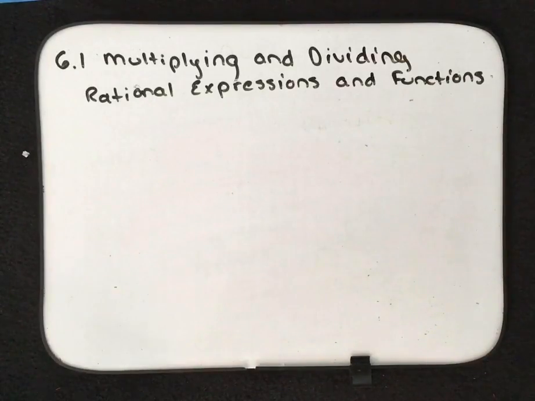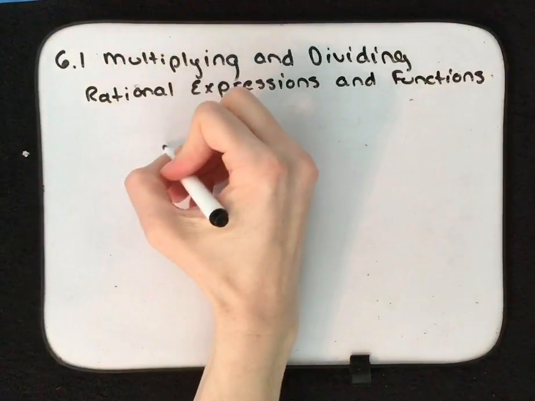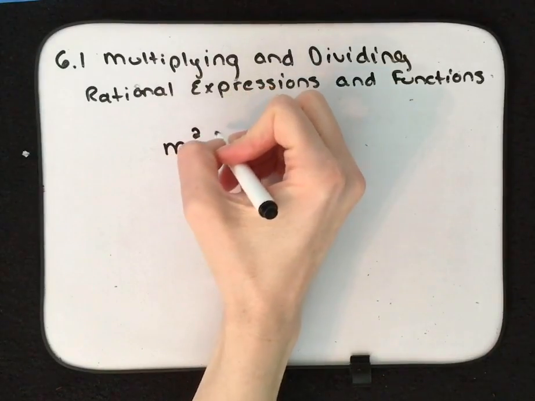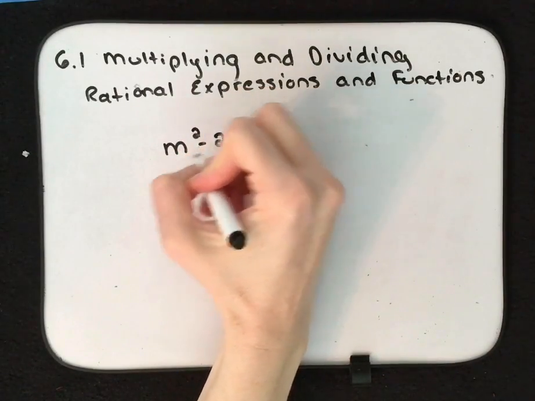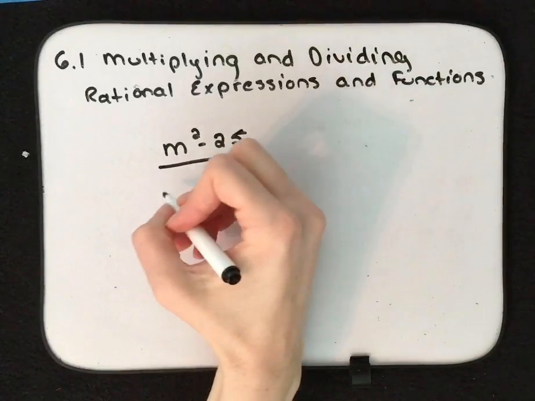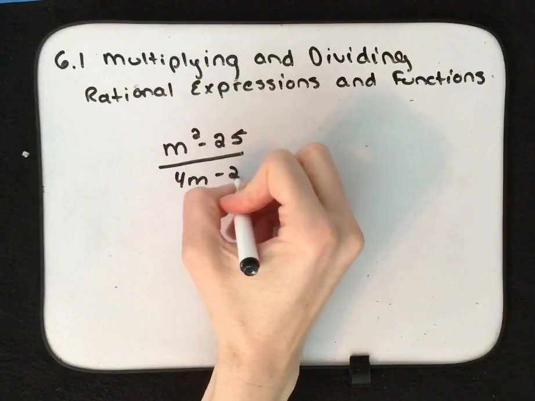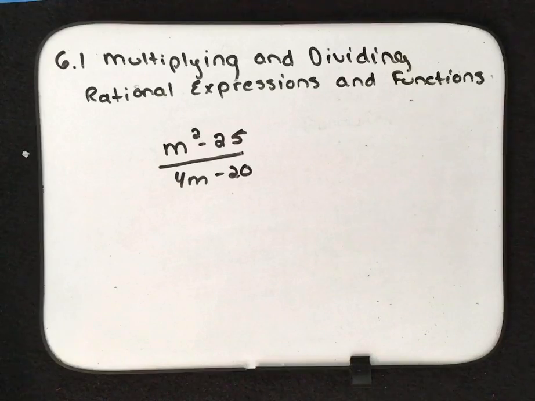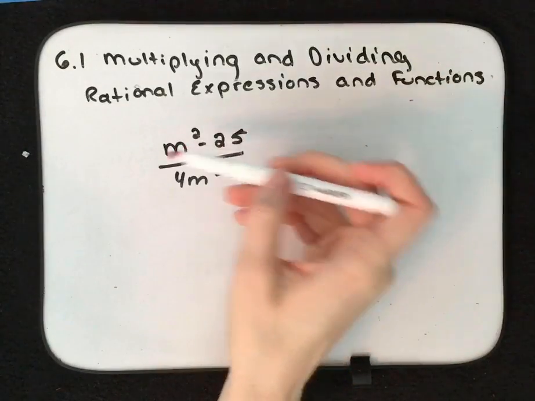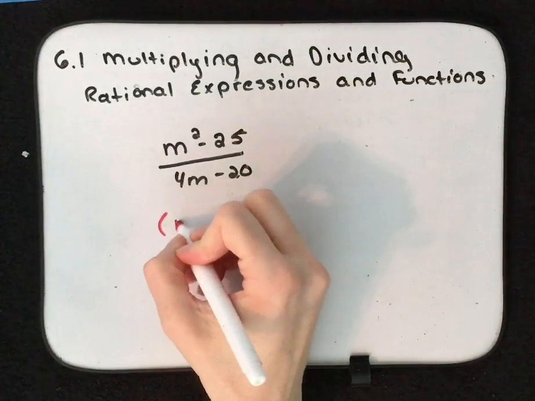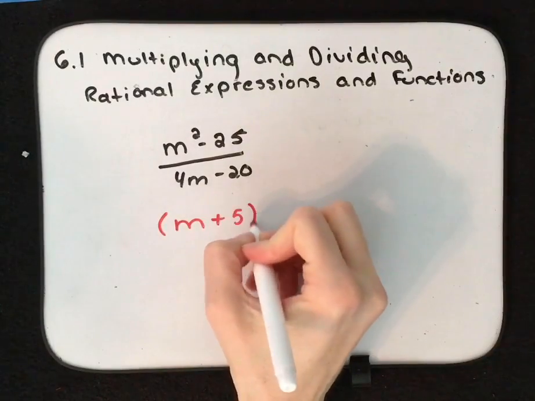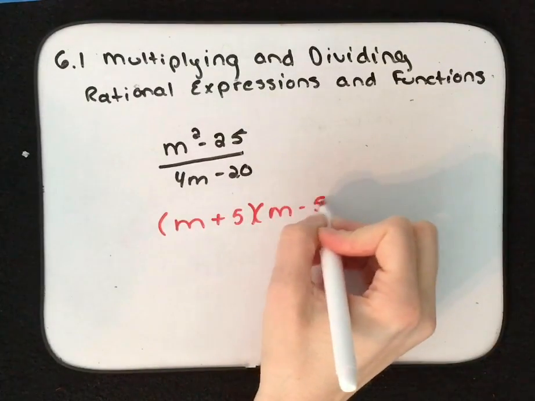Let's say that we have m squared minus 25 all over 4m minus 20. So let's try to factor. Let's look at the numerator first. This is the difference of two squares. So that gives us m plus 5 times m minus 5.